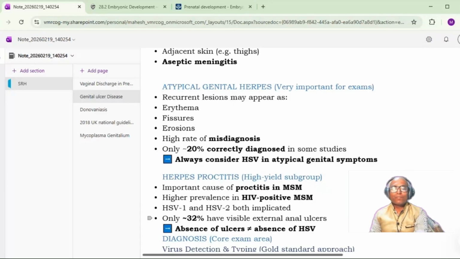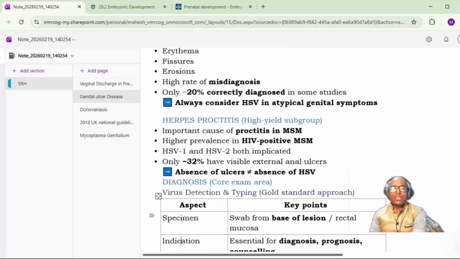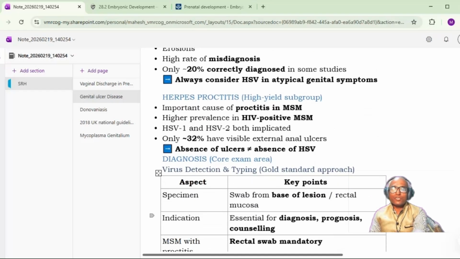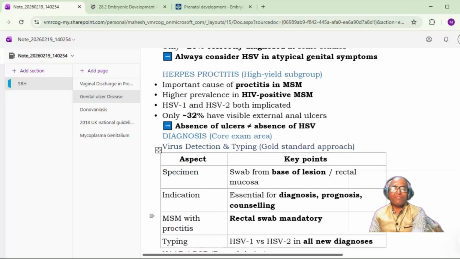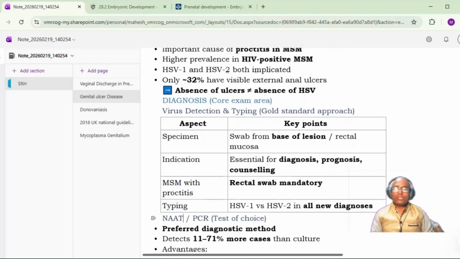There can be herpes proctitis also. It is an important cause of proctitis, especially in the MSM population, with higher prevalence in HIV positive MSM. HSV1 and HSV2 both are implicated. Only 32% have visible external anal ulcers. So absence of ulcer does not rule out HSV. Still it can be HSV.